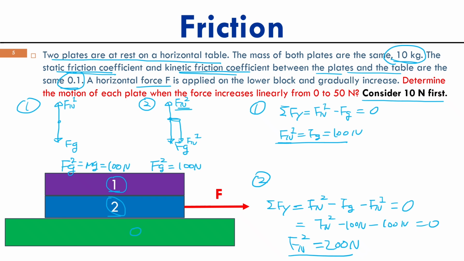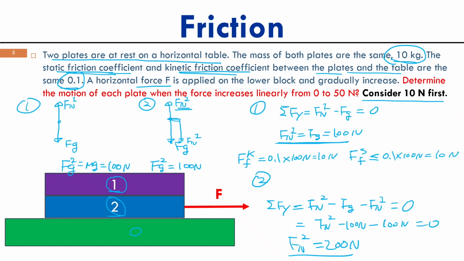So based on the normal force and the friction coefficient, we can find the potential friction force. Between plate 1 and 2, there's a normal force of 100 Newton, so the kinetic friction force equals 0.1 times 100 Newton, which is 10 Newton. And the static friction force between 1 and 2 is smaller or equal to 0.1 times 100 Newton, which is also 10 Newton.